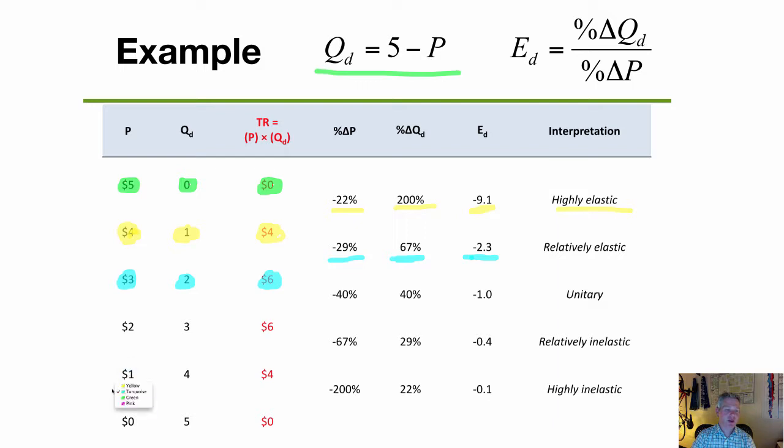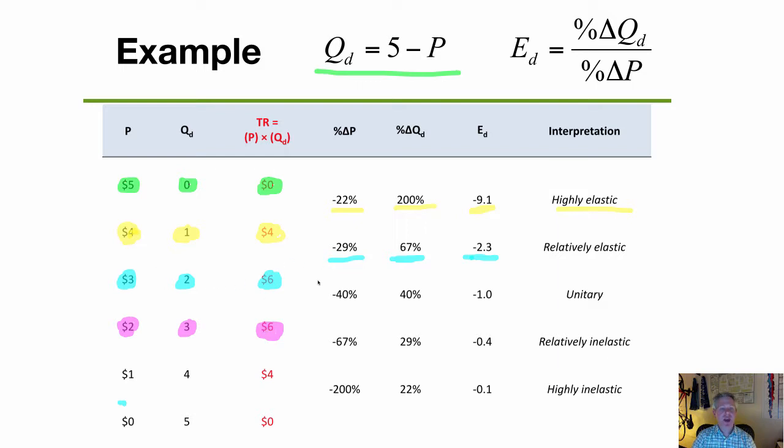I don't need to probably go through each individual one. So if we plug 2 here into the demand equation, we get 5 minus 2, which is 3. So a price of 2, quantity demanded of 3. 2 times 3 is 6.